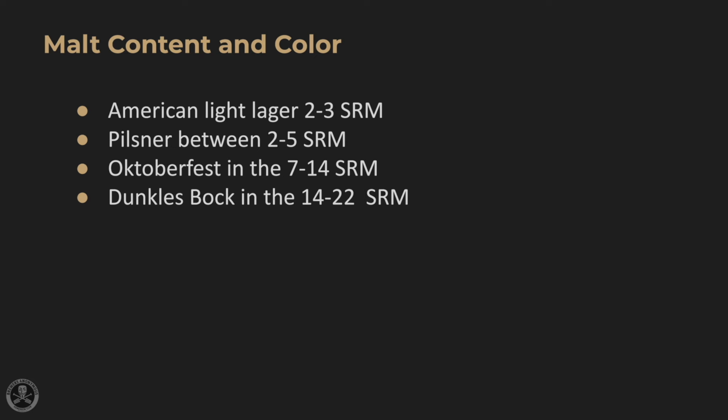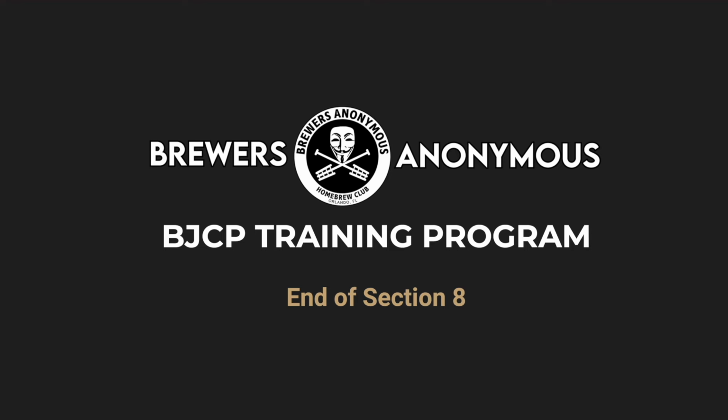Here's some examples. American Light Lager has a 2 to 3 SRM range. Pilsners are between 2 and 5 SRM. Oktoberfest beers are in the 7 to 14 SRM, and Dunkelsbach are in the 14 to 22 SRM range. While the beer color is primarily determined by the malt, factors such as the intensity and length of the boil also play a role.